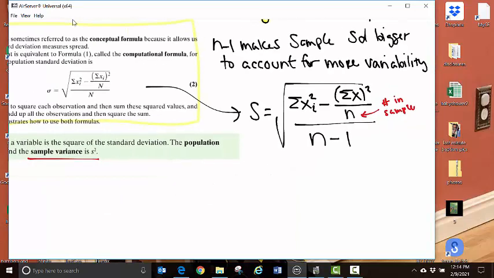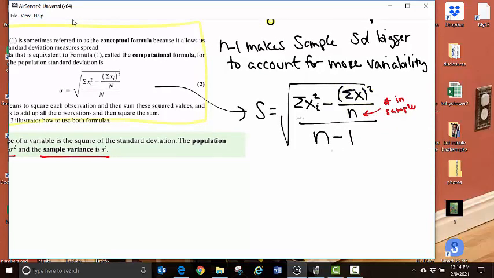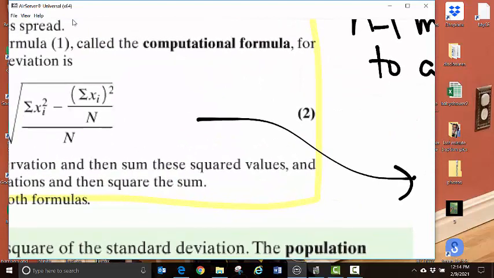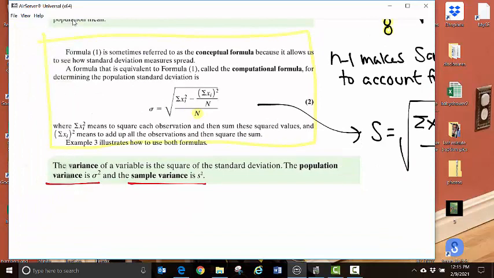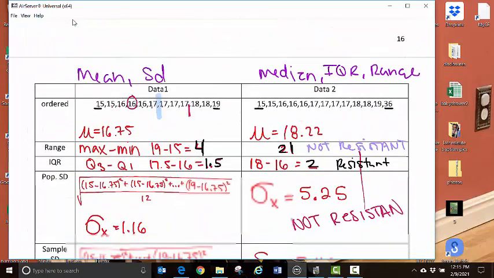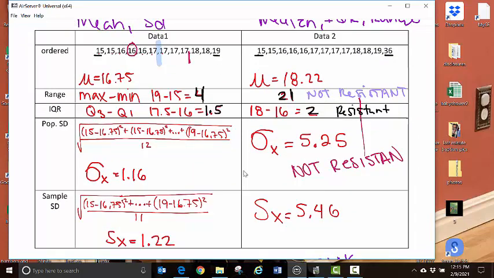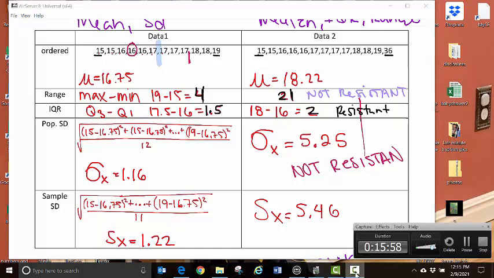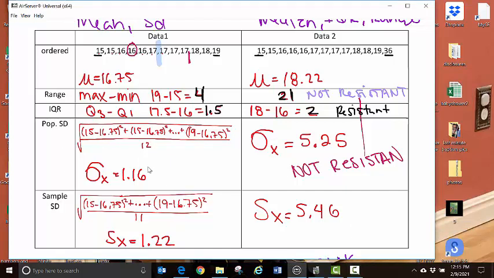Now that's how you would do it for the sample. You would just divide it by n again if you wanted it for the population. All right. And then the variance is just the standard deviation squared. So whatever comes out of these formulas, squared. So if you look at this data then, okay, this is how you solve for, this would be your population standard deviation. This would be your sample standard deviation, or sorry, I lied.